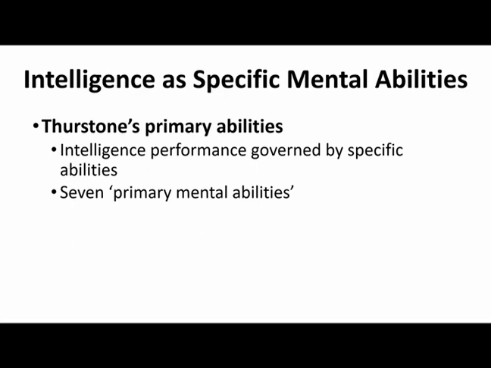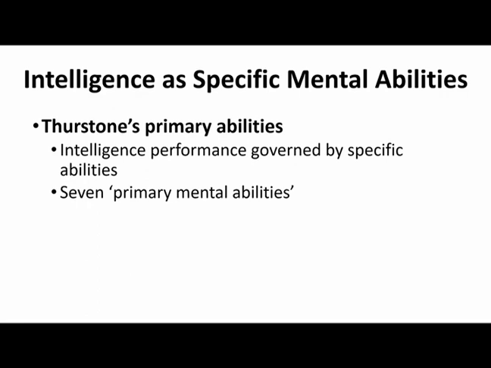So Spearman was impressed that there was a positive correlation at all, and Thurstone was more impressed that it wasn't a perfect correlation, and he took that to mean that there must be specific abilities that affected all different aspects of our intelligence. So Thurstone wasn't believing that there was just a general intelligence and that explained everything. He focused on that idea of specific mental abilities.